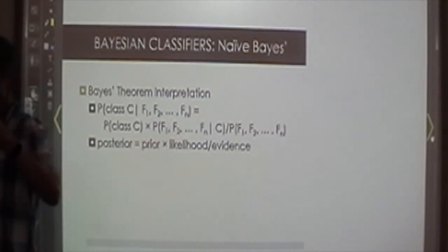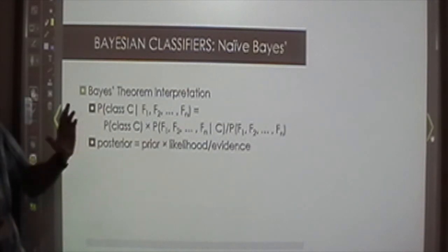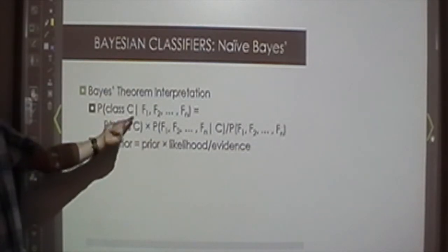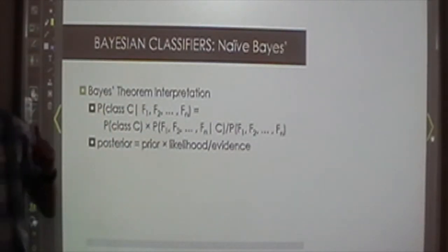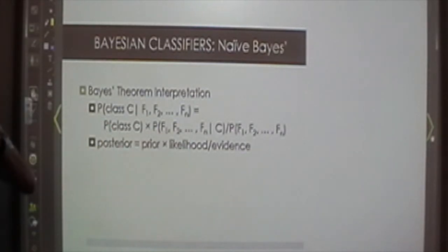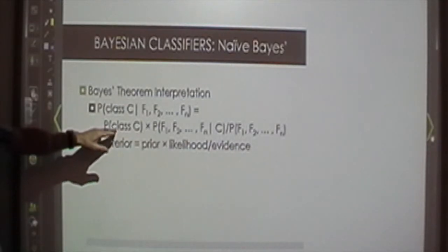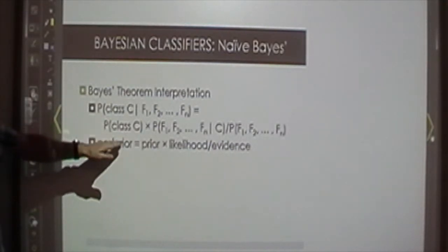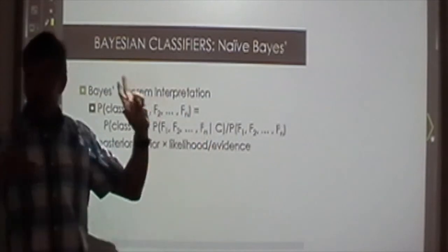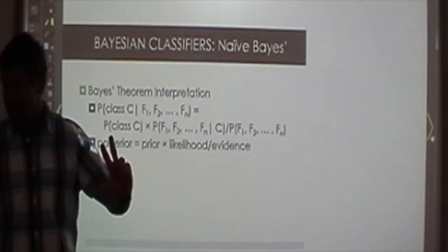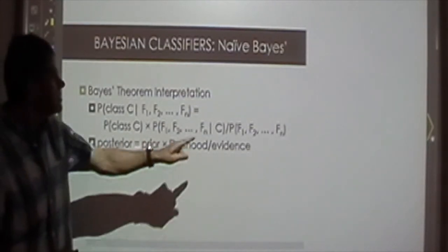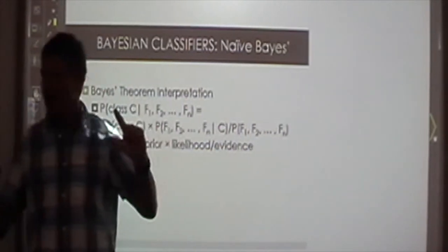So we have the values for our features, and we want to then classify it in different classes. And so we're going to calculate the probability of being in a class C, given the values of the features. And in order to do that, we're going to use the rewriting of the formula to say that that's equal to the probability of being in class C times the probability of having those features knowing we're in class C. So that's that reversal process that Bayes' theorem does for us, divided by the probability of having those values for our features.